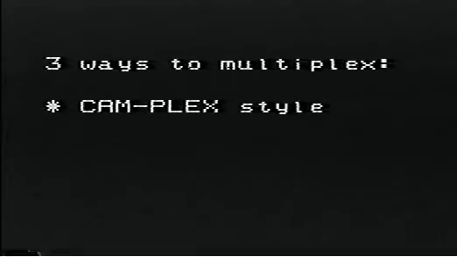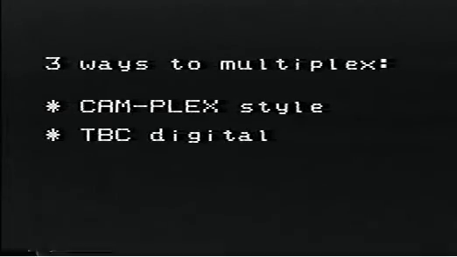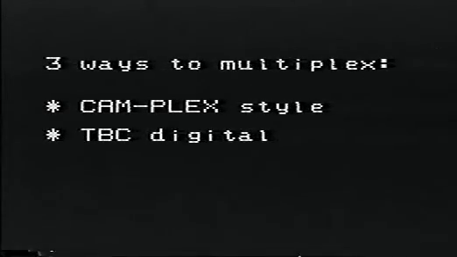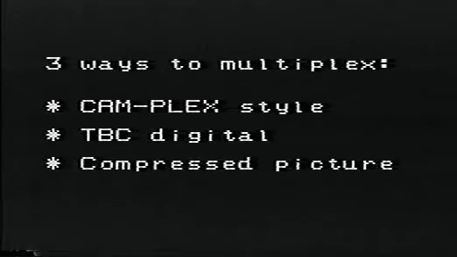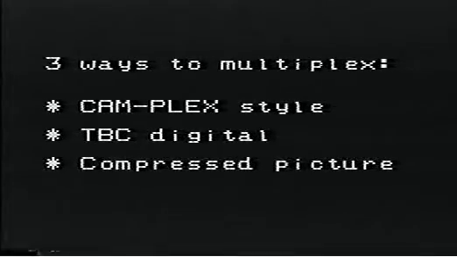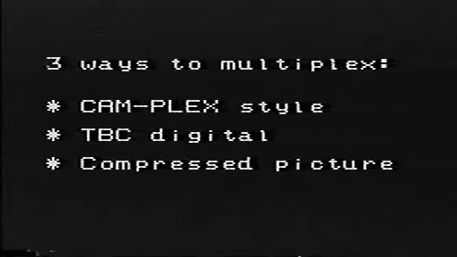Until now, 3 kinds of multiplexing have been possible: complex style for high-resolution analog pictures, time-based correcting digital multiplexing for ease of installation, and compressed picture multiplexing with a four-way split unit. Products are available which perform one of these types of multiplexing. Now we are pleased to introduce a unique new product, Uniplex, the one video multiplexer for all your needs.